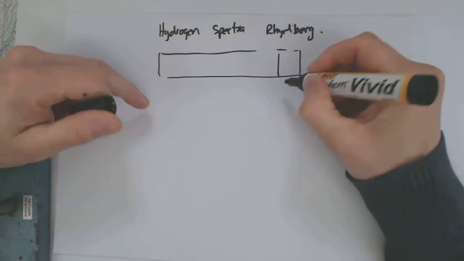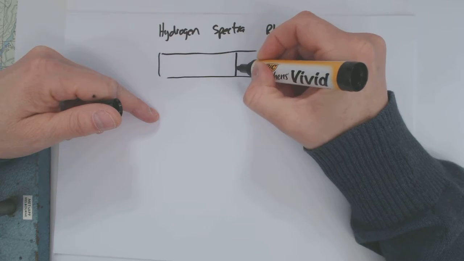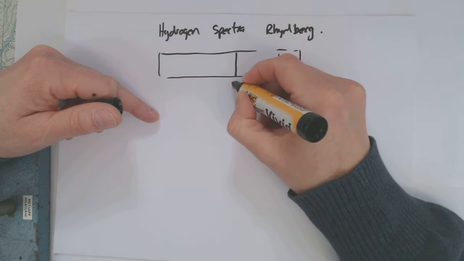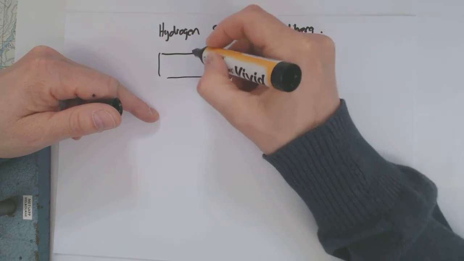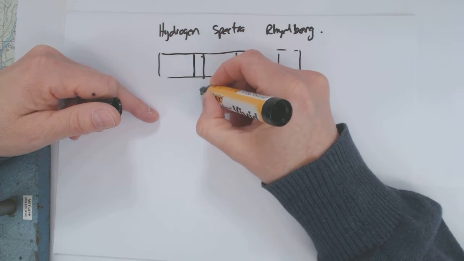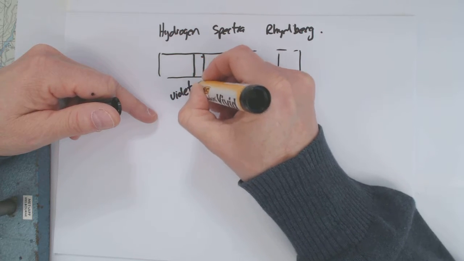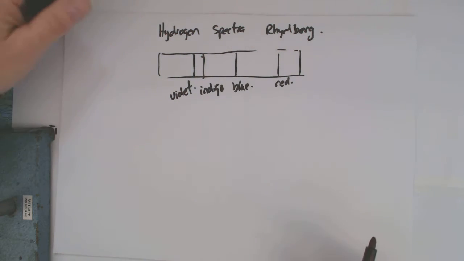And so when we look at the spectrum, we get a red about there, we get a blue about there, and then we get these other two up here. Indigo and violet, I suppose you call them. I didn't really know the difference between indigo and violet, but they're at the purple end.